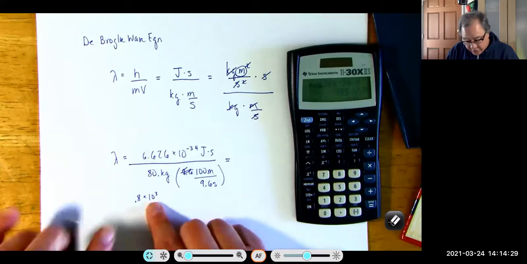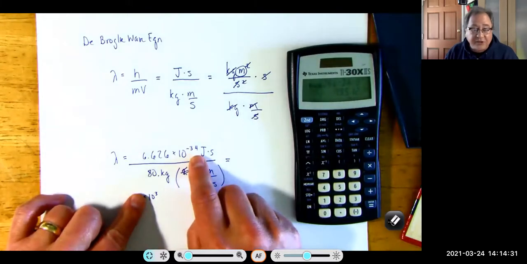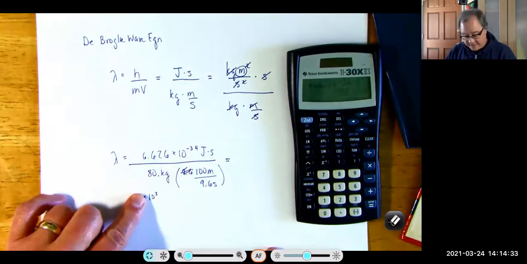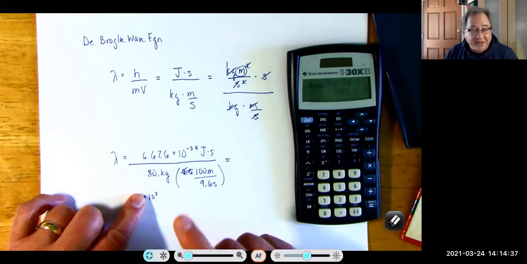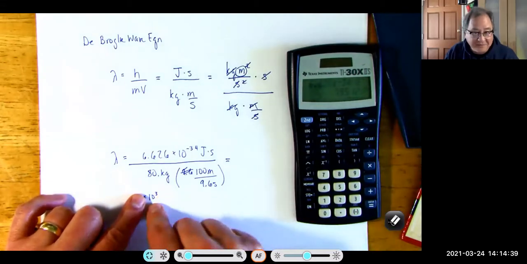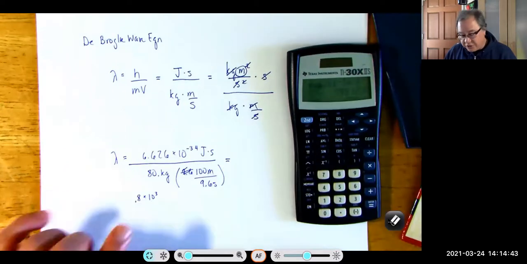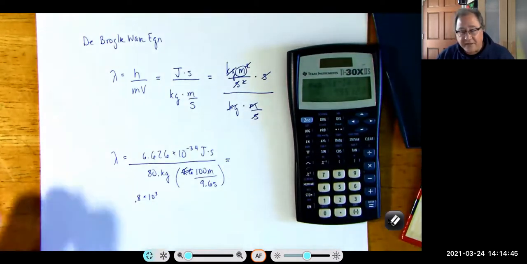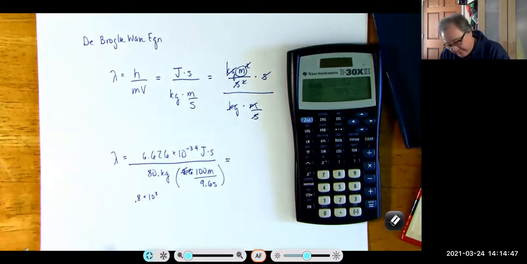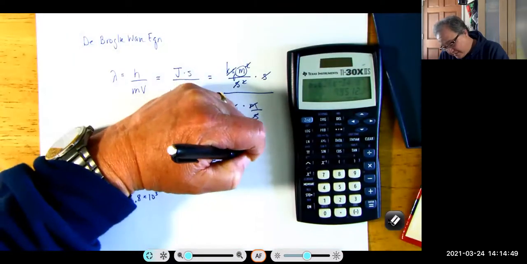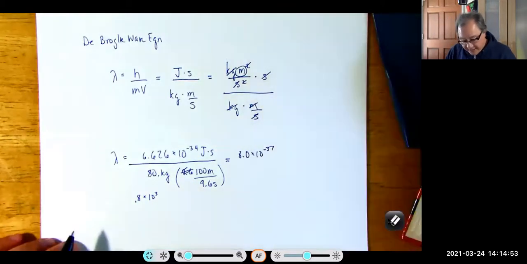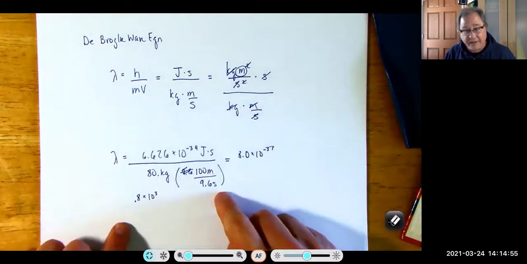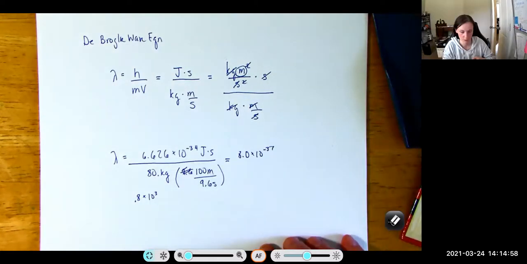What's 10 to the third into 10 to the minus 34? Minus 31. Nope, minus 37 because this is on the bottom. Yeah. You put it on top, you have to change the sign. So you should get 8.0 times 10 to the negative 37. And what are the units going to be, since we made sure we had meters per second and kilograms? Meters.